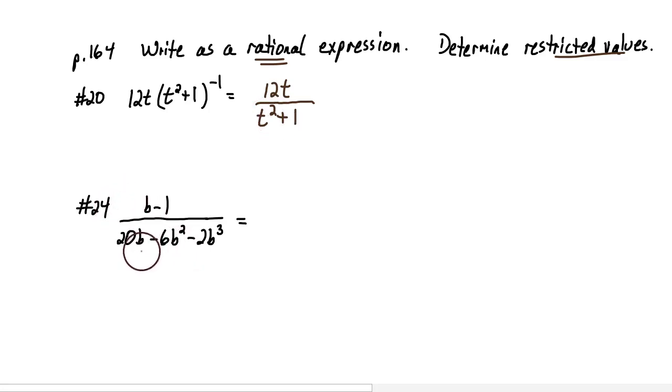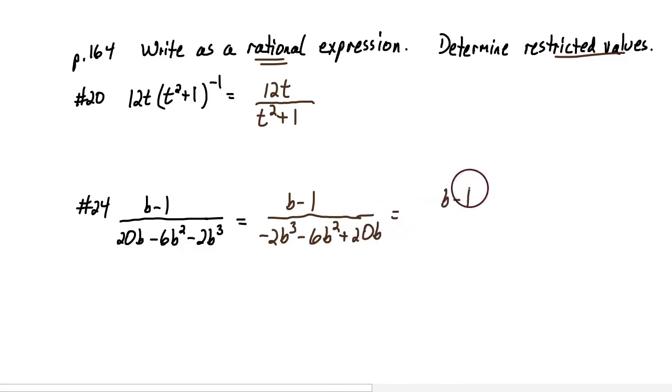Number 24, let's rewrite this one and change the order of the terms in the bottom. The negative 2b cubed should go first. It has the highest degree. Then the negative 6b squared. And then the positive 20b. Now let's factor the denominator. It starts with a negative, so we're going to factor a negative in our GCF. And 2, 6, and 20 all divide by 2. So there's a 2 in the GCF.